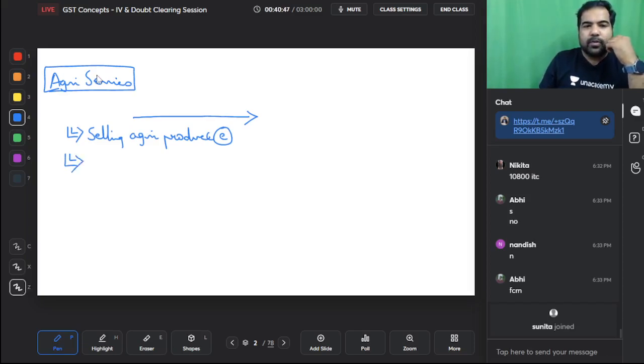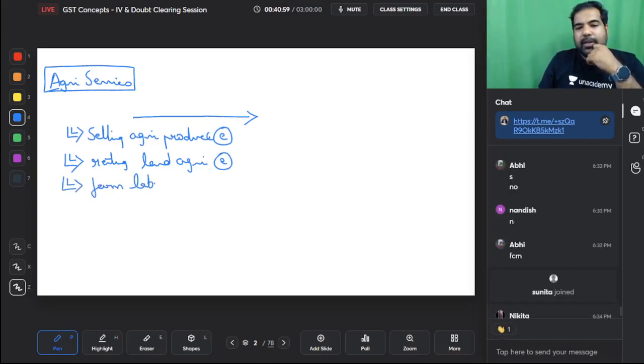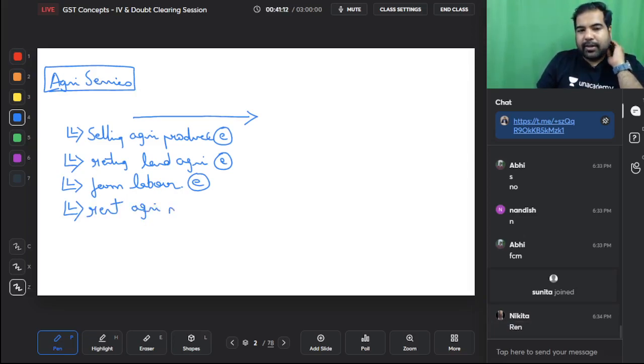Next, renting of land, but has to be for agri purposes. If you give it for a shooting, then that is taxable. Supplying farm labor. Let's say you supply farm labor to someone, and in that farm labor you will charge 10,000 plus GST. No, because that is exempt. Renting out agri machinery like tractors, etc., not the sale, the renting out is exempt.